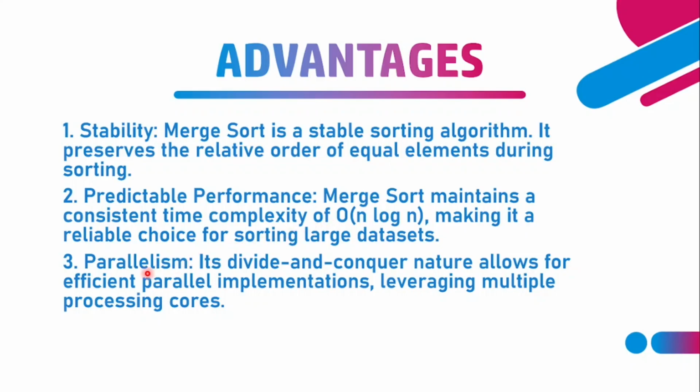The third advantage is parallelism. This term in computing means that several operations can be performed at the same time. So the divide and conquer nature of this algorithm allows for efficient parallel implementation, leveraging multiple processing cores. It means that a number of operations would be created at the same time to perform the task, right? So these were the advantages of merge sort.